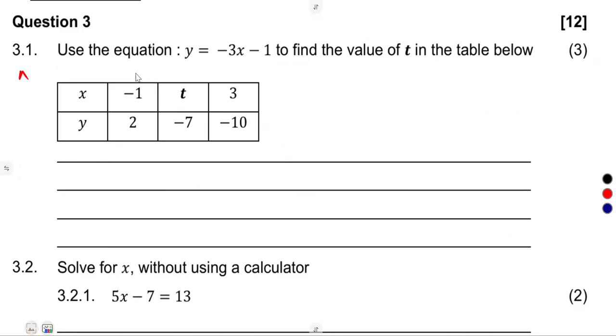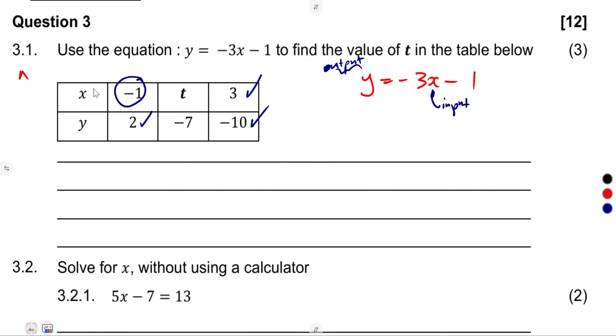On question number 3, use the equation to find the value of t in the table below. So we have got the equation y is equal to minus 3x minus 1. What does it mean? Remember the relationship from our functions. For the value of x that we substitute as our input, we must obtain the value of y as the output. So when x is minus 1, y is going to give us a 2. When x is 3, y is going to give us a negative 10.